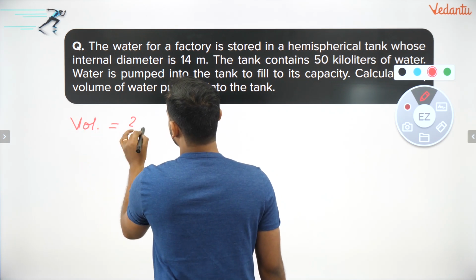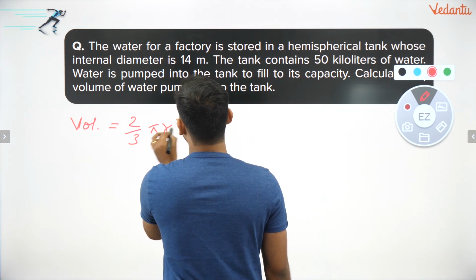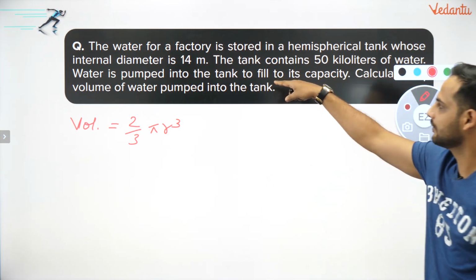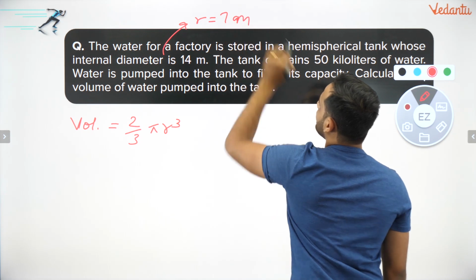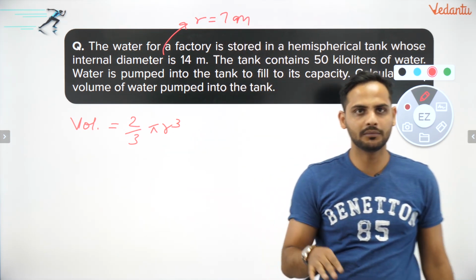So your volume is what? 2 by 3 pi r cube. So now your radius is given here. Diameter is given 14. So get your radius is equal to what? 7 meter. Right? You will get your volume in meter cube part.